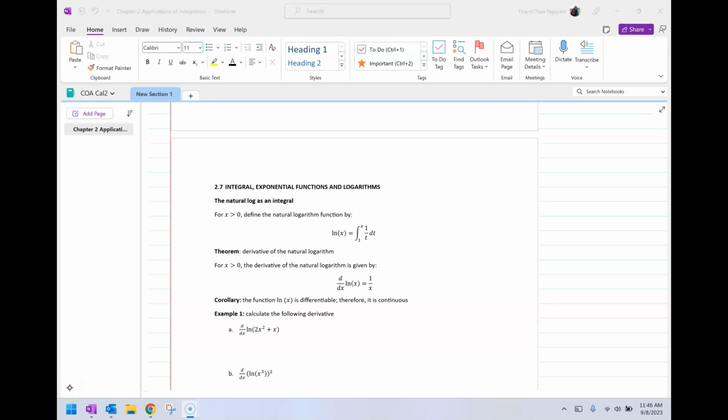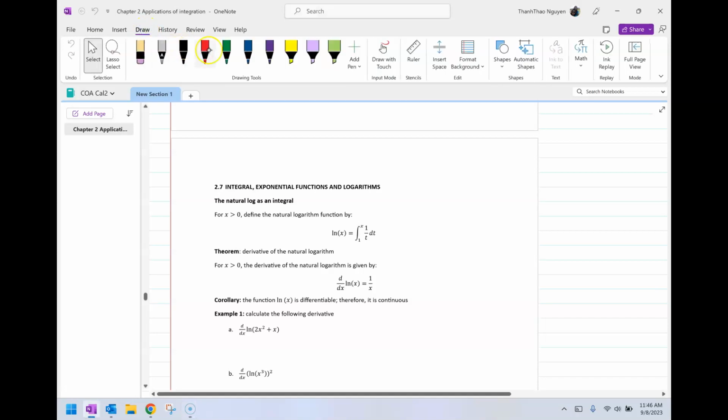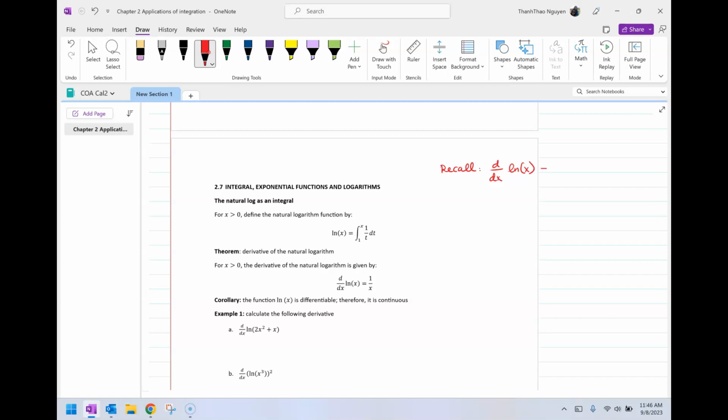Natural log as integral. For x greater than 0, define the natural logarithm function by ln of x equal to the integral from 1 to x, 1 over t dt. So recall, the derivative of ln of x was 1 over x, right? So then integrate 1 over x will get you back to ln of x, basically.